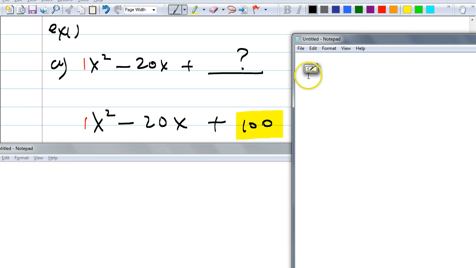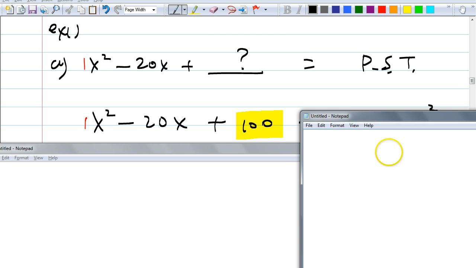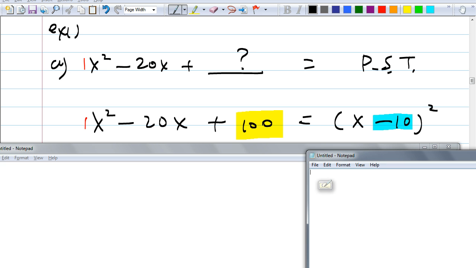Now that trinomial is a perfect square trinomial, isn't it? So if this is a perfect square trinomial, then what is the binomial that we're squaring? In other words, how do we factor this? Yeah, Derek? X minus 10 squared. Correct. Does that make sense? This is kind of nice and easy to figure out because the leading coefficient of the x squared is 1. If that wasn't 1, it may not be this easy.